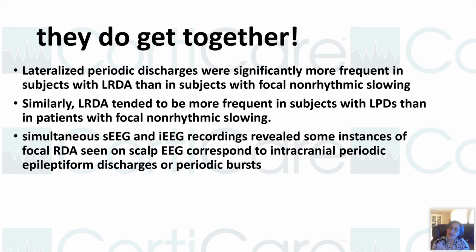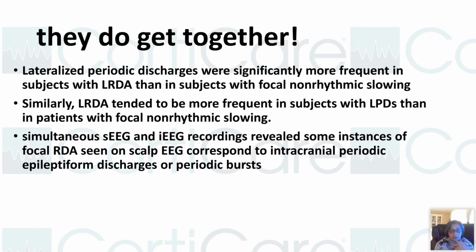The most amazing thing is these two patterns get together. Even if you are seeing one pattern at one time and you are like, no, there is LRDA, no, there is LPD, somehow these two patterns do get along. So patients who have lateralized periodic discharges, you will see them having LRDA, more of LRDA and less of focal non-rhythmic slowing. Similarly, if a patient has LRDA, you are going to see LPDs in that. However, focal non-rhythmic slowing doesn't overlap. So a patient with LRDA can present with LPDs, and a patient with LPDs can present with LRDA. So these two patterns sort of overlap.